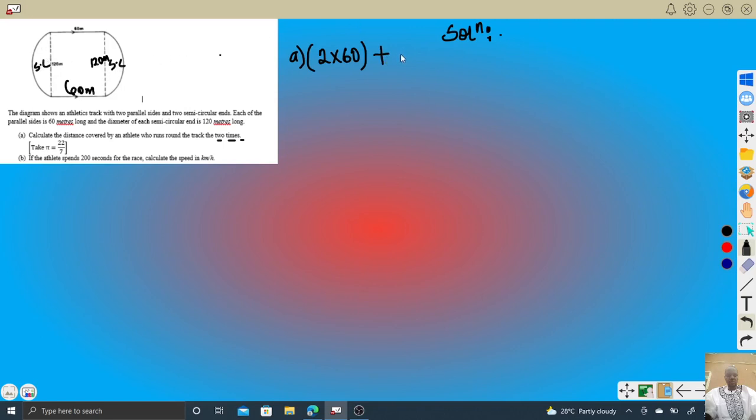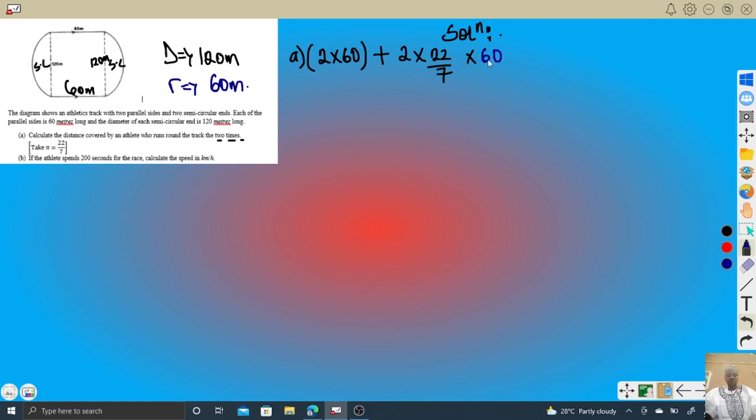What do we say, circumference of a circle? That is 2 times 22 over 7 times radius. Don't be fooled by this. This is diameter. Diameter is 120 meters. So it means the radius should be half. And half of 120 is 60 meters. So don't make a mistake. Anybody can make a mistake. So we have 2 times 22 over 7 times 60.